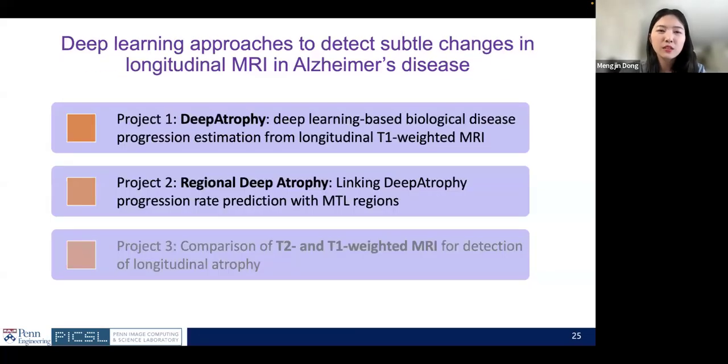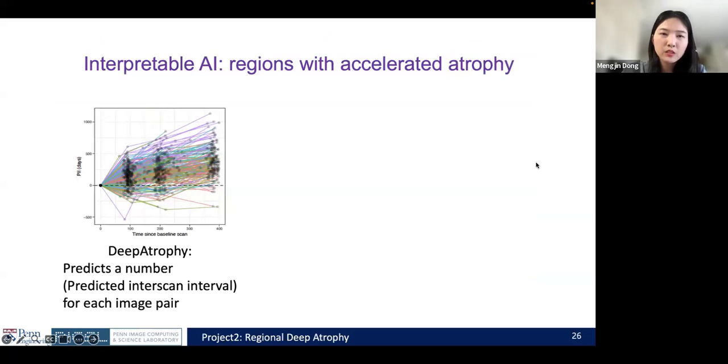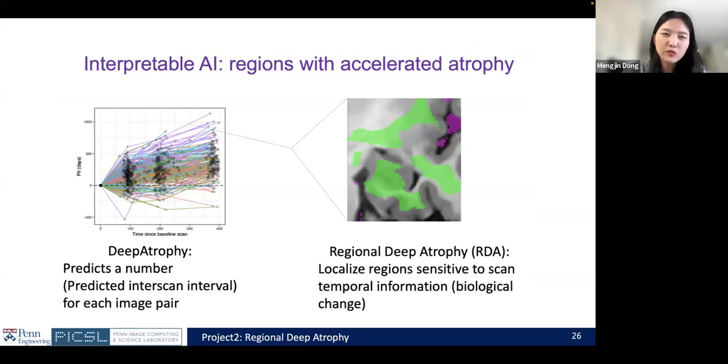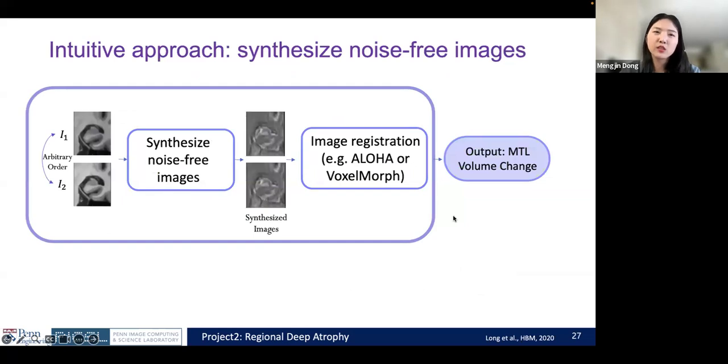Okay. So the motivation for the next project is that we want to develop an algorithm that can link deep atrophy progression rate prediction with regions in the images to make sure that the deep learning prediction actually makes sense. Rather than predicting only one score or one number for each image pair, we would like to predict something that's informative to regional information. One intuitive approach is that we synthesize noise-free images.